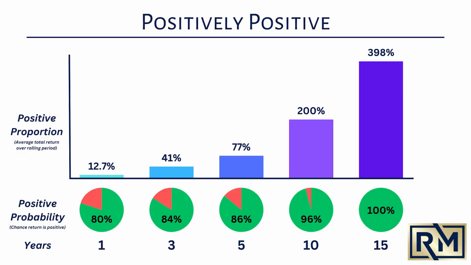But your chances get better the longer you hold, as shown in the graph, and we'll put this up again on the YouTube screen for you. Over rolling periods in the last 50 years, the returns go from 80 to 84 to 86 to 96% positive over a 10-year period. And then if you stretch out to all 15-year periods, they're all positive. There are no 15-year periods where the market is down.